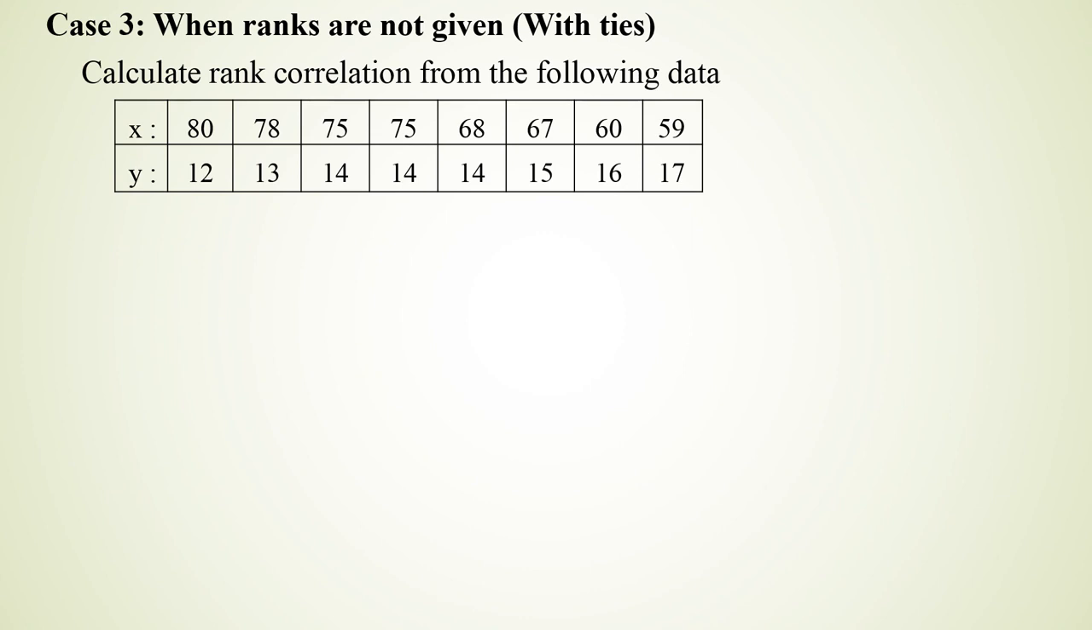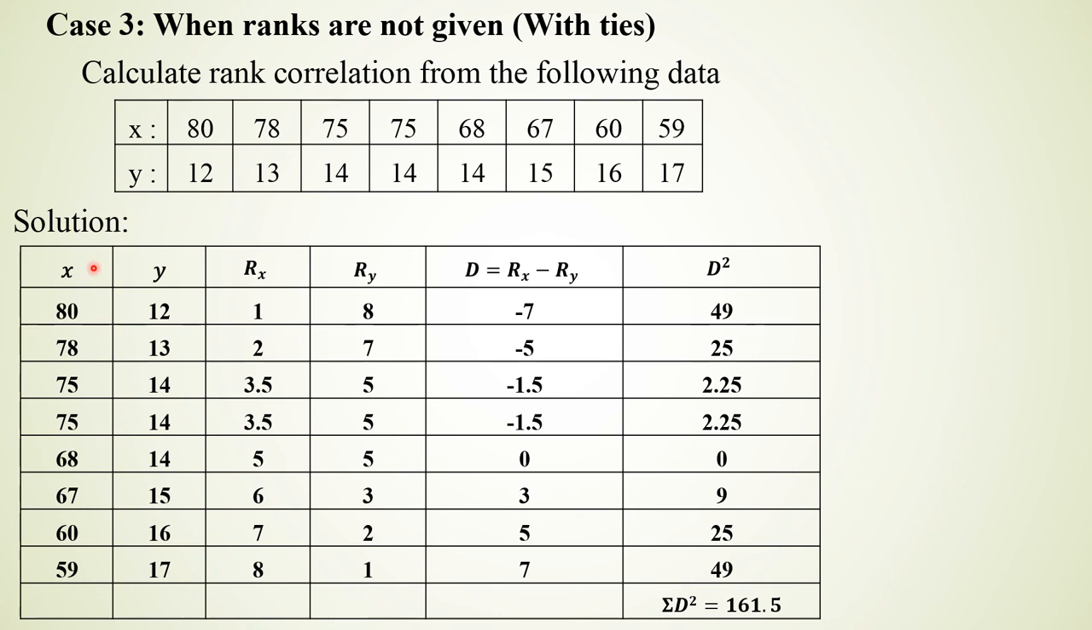Third case, when the ranks are not given with ties. Okay, here is a problem based on it. They are expecting you to find the rank correlation coefficient from the following data, where the first row indicates the values for the variable x and the second row indicates the values for the variable y. So let me compute the rank correlation coefficient here. So just consider the tabular column over here where the first column indicates the values for x and the second column indicates the values for y.